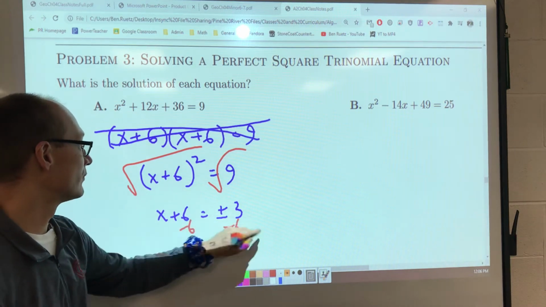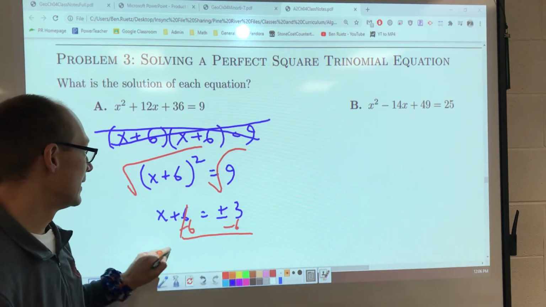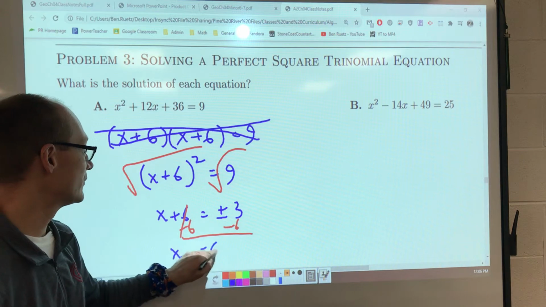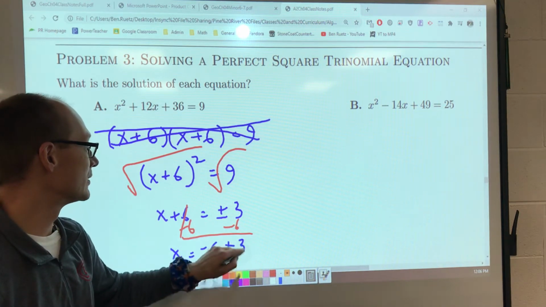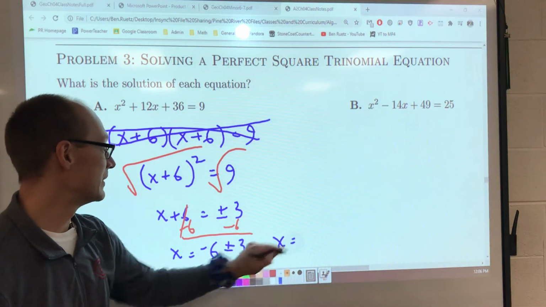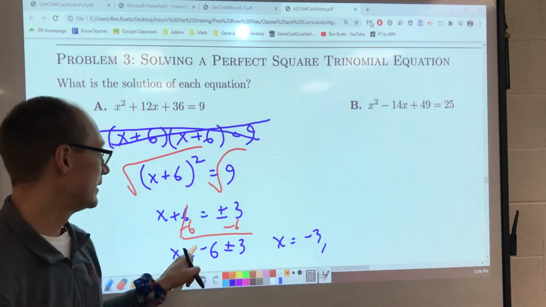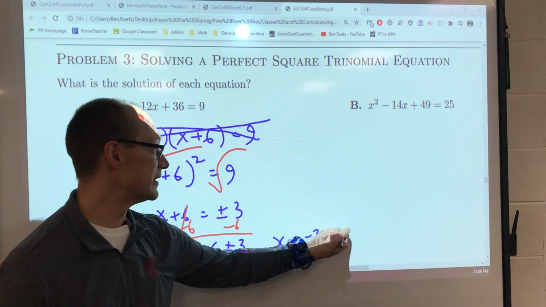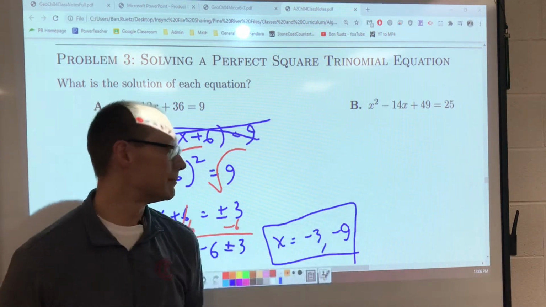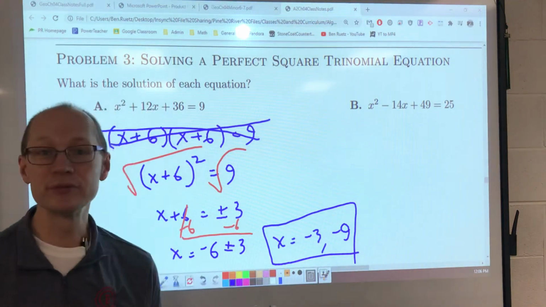Subtracting 6 from both sides is going to give me x equals negative 6 plus or minus 3. That means x equals negative 6 plus 3, which is negative 3. Negative 6 minus 3 is negative 9. Those are my two answers. So it's another way of working through this.